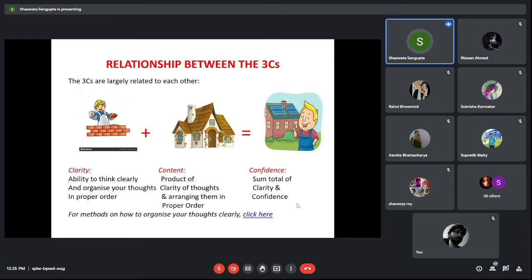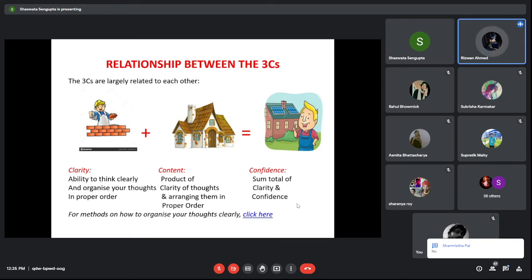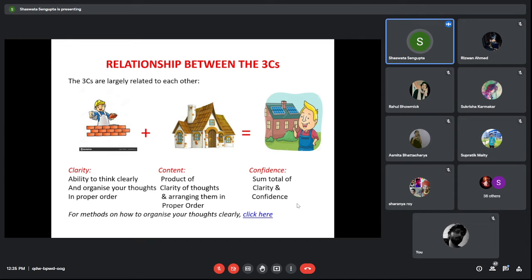can your idea ever come to fruition without supporting ideas? No, sir. Definitely not. So, one particular idea needs to be supported by multiple other ideas in order to bear fruition. So the ability to think clearly and in a stepwise manner, to organize ideas in a stepwise manner, that is known as having clarity.